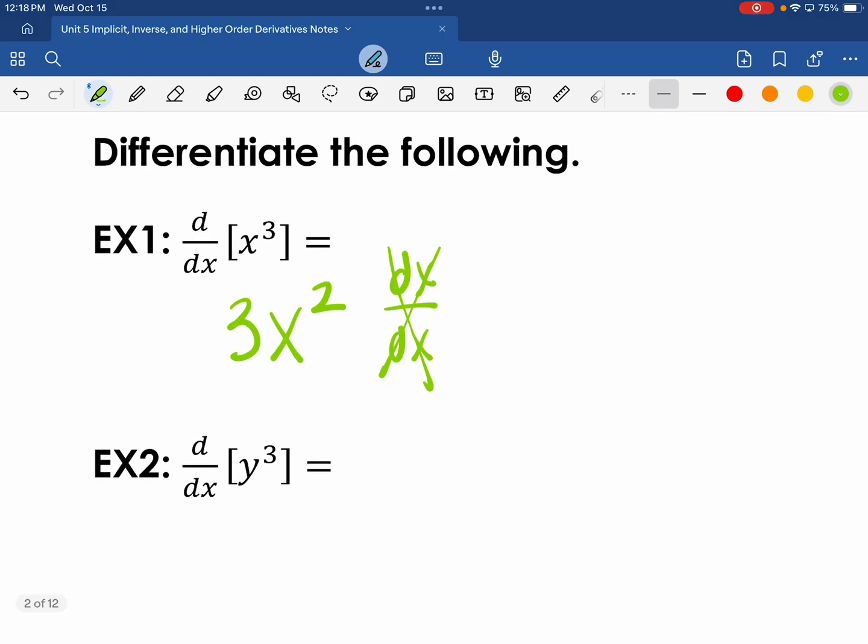But if you differentiate a y term in terms of x, the derivative of y cubed is going to be 3y squared. But it's a y term, so we have to multiply it by dy dx, which does not go away.